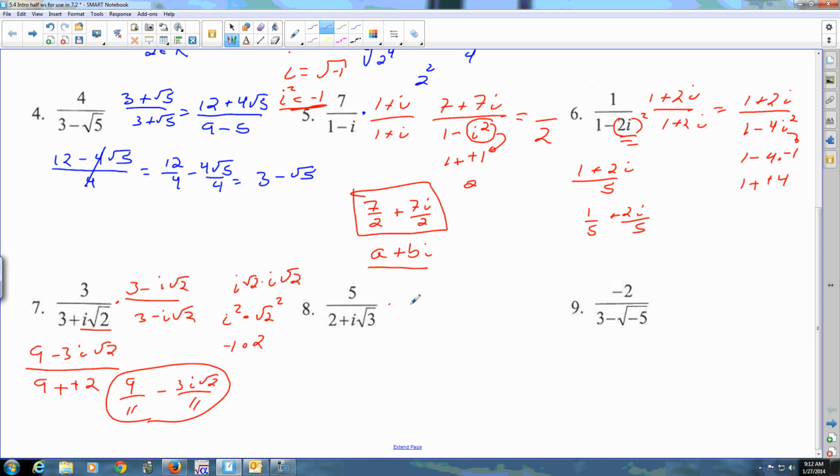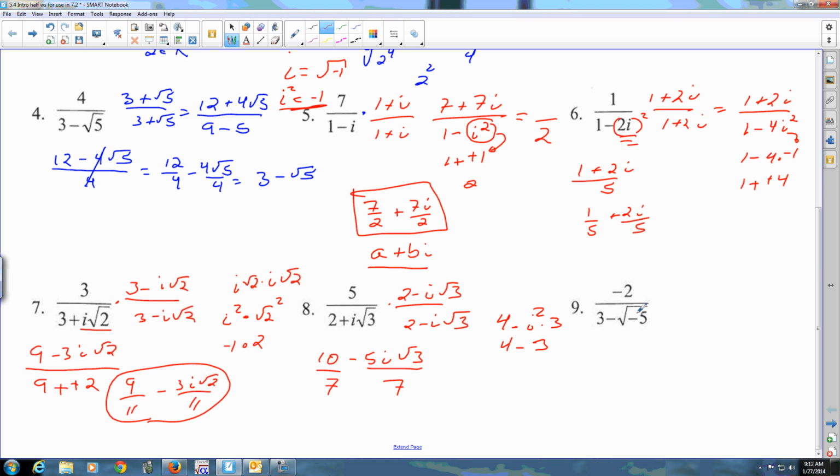Okay? So we multiply the 5 through, and you get 10 minus 5i squared, it's a 3. The bottom becomes 4 minus i squared times square root of 3 squared is 3. So it's 4 minus a negative 3, so the bottom is 7.